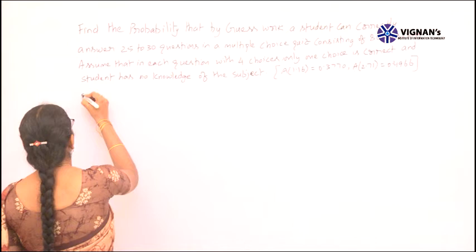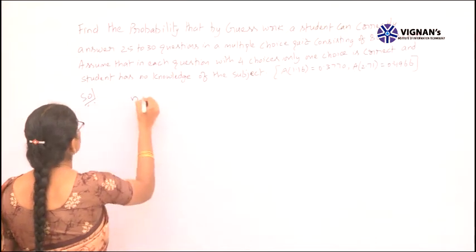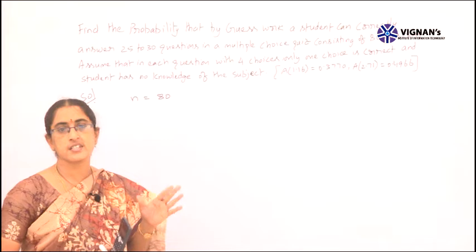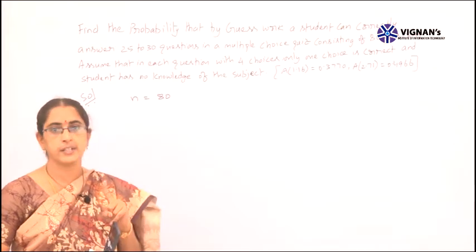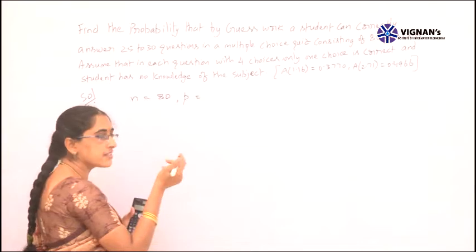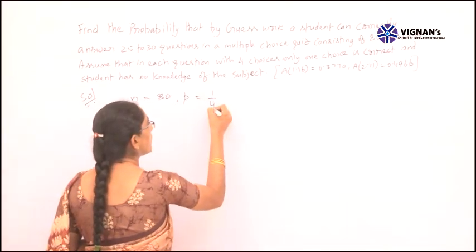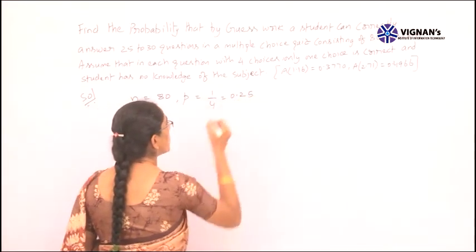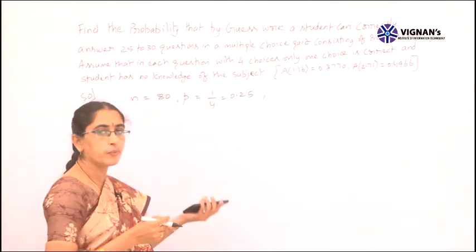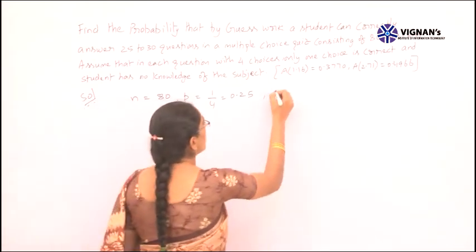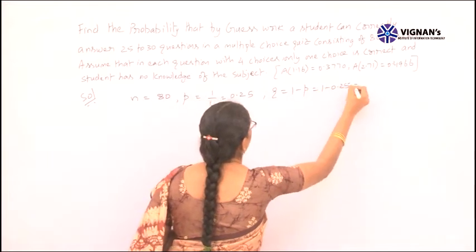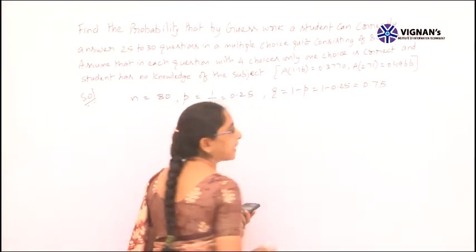So here there are 80 questions in total, that means n equal to 80, right? Each question has 4 choices, but definitely out of 4 only one will be the right answer. So if p represents the probability of the right answer, then p equals 1 by 4, that is nothing but 0.25. When p represents the probability of the right answer, then automatically q represents the probability of the wrong answer, that is 1 minus p, 1 minus 0.25, which is 0.75.